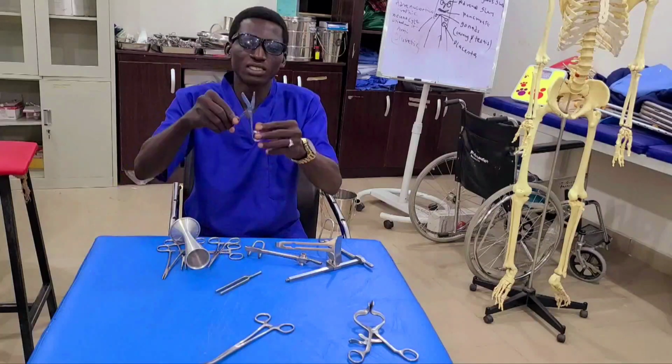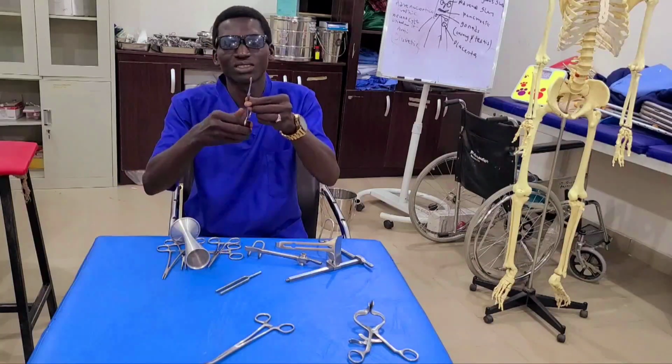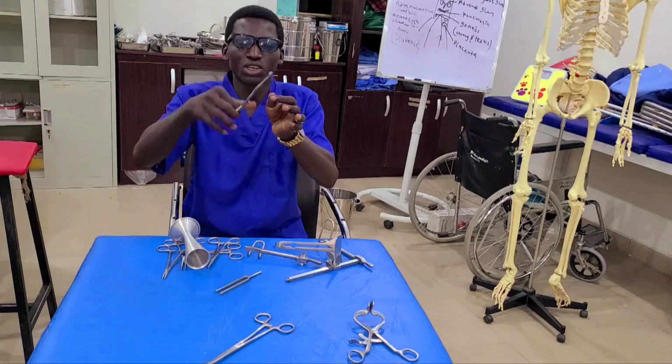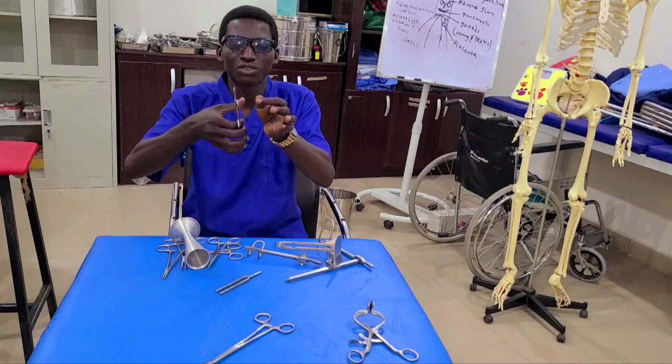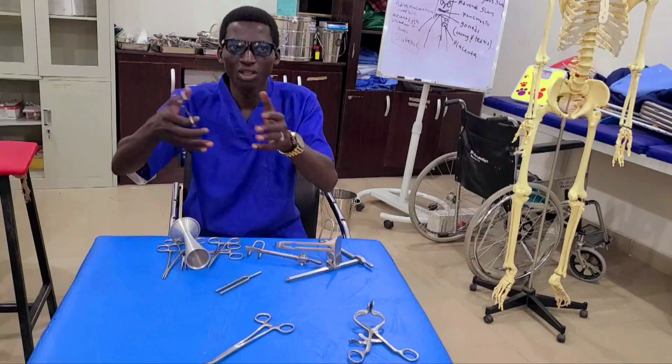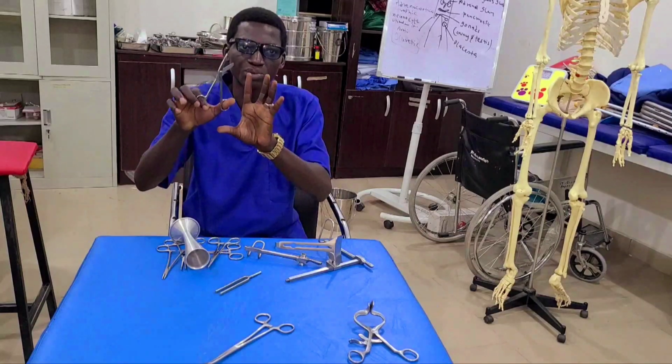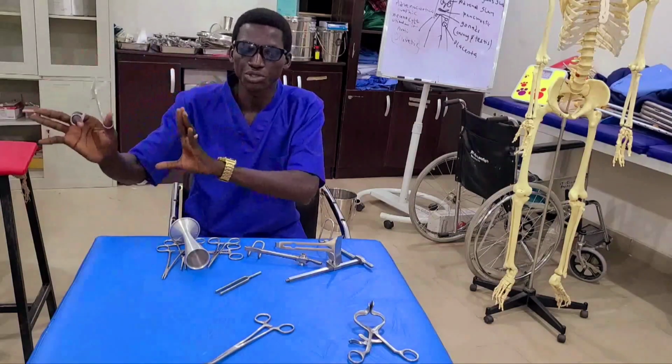Here with me are episiotomy scissors. This is what we call the episiotomy scissors. These scissors are used in cutting the skin and the tissues of the perineal area during labor for easy passage of the baby, and that is why it's called the episiotomy scissors. It's a procedure.